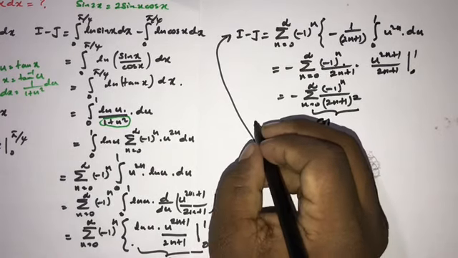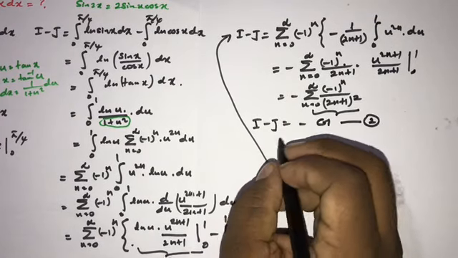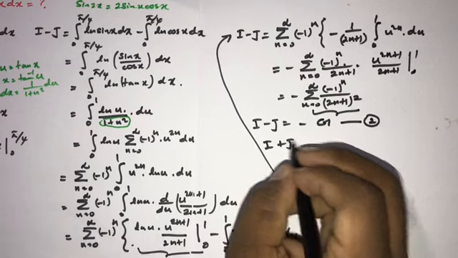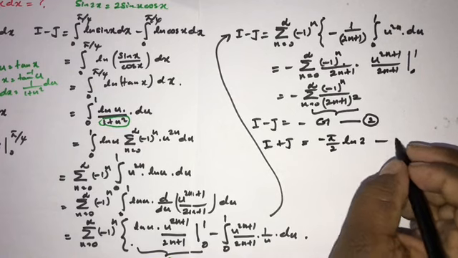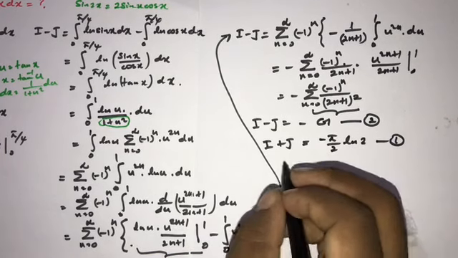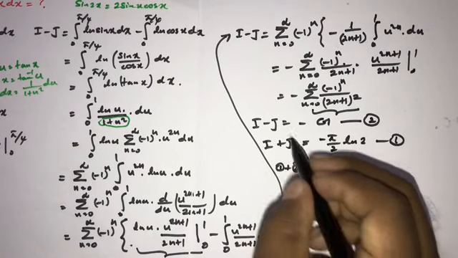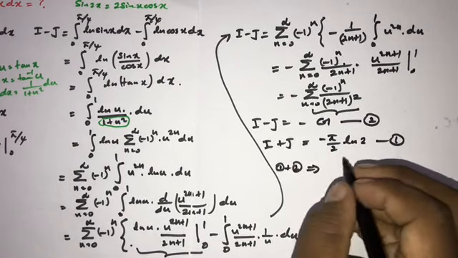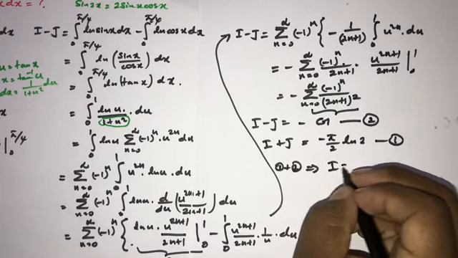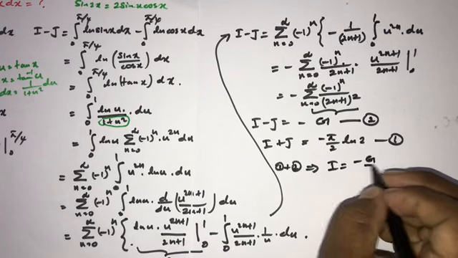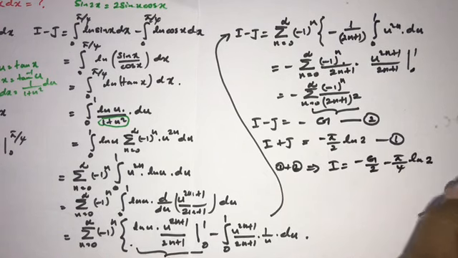Okay, now we know I minus j is equal to minus g. Now this is equation number 2. Also we evaluated I plus j. I plus j is equal to minus 5 over 2 natural log of 2, and this is equation number 1. Now if we take 1 plus 2, we know j get cancelled. 2 times I is equal to, so I isolated I, so I is equal to minus g over 2 minus pi over 4 natural log of 2.